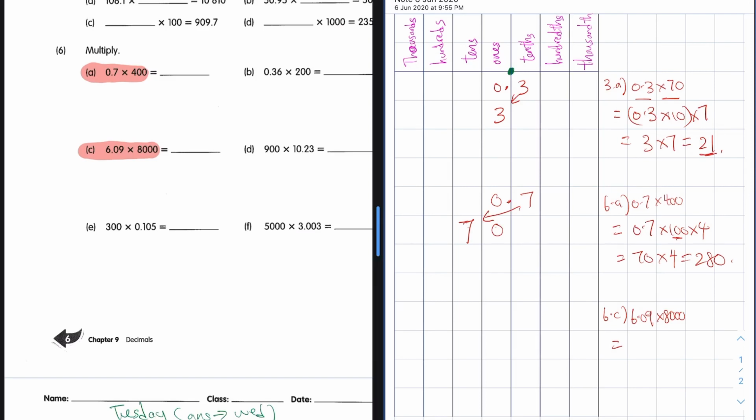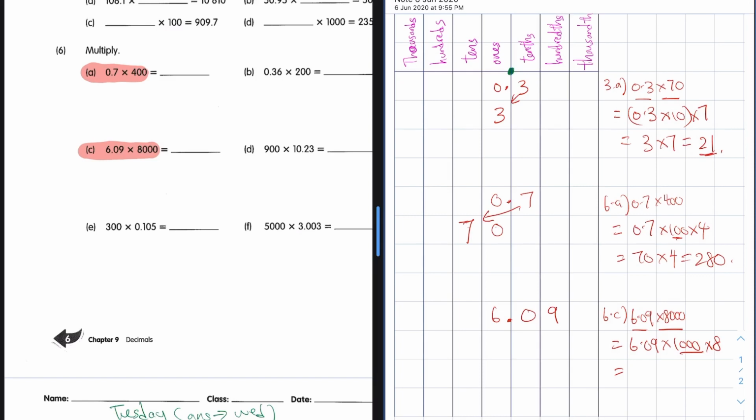Coming on to the last example, 6.09 times 8000. I can also think of it as 6.09 times 1000 times 8. Okay, so how do I show this in this table? This would be 6 ones, 0 tenths, and 9 hundredths. Okay, 6.09. Don't forget the decimal point. With 3 zeros in 1000, everything is going to shift to the left by 3 squares.